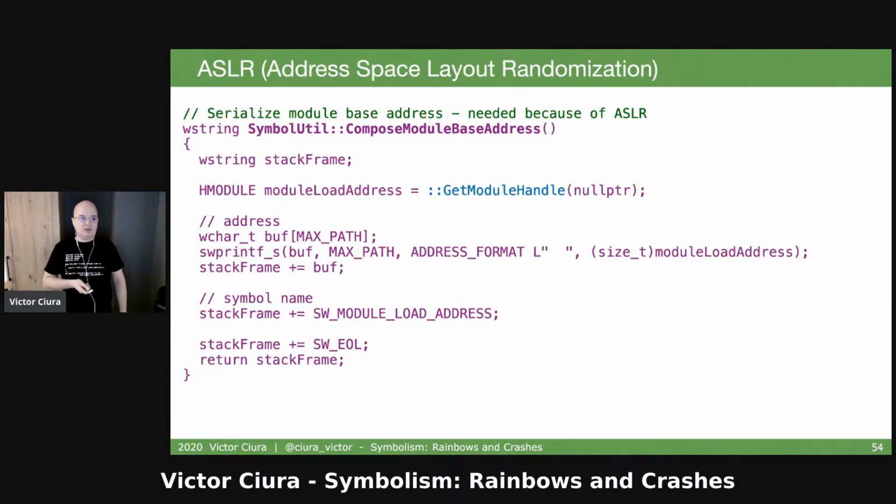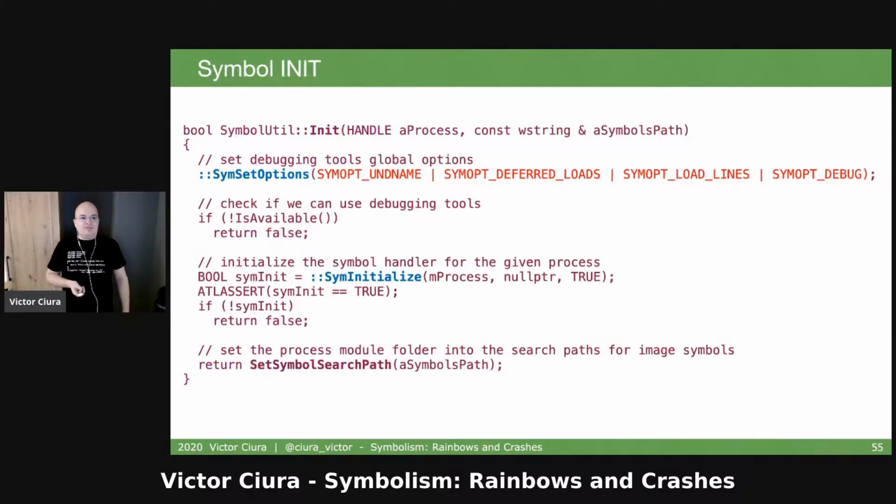This is the part where you compute the randomized base address loaded. This is the code that needs to run on the client side. So you have to get the module handle, and the module handle basically represents the load address that the module has been loaded at. And you have to record this somewhere in the crash report. The init phase, again, a little dance, some boilerplate that you can find on the MSDN. This part is documented pretty well.